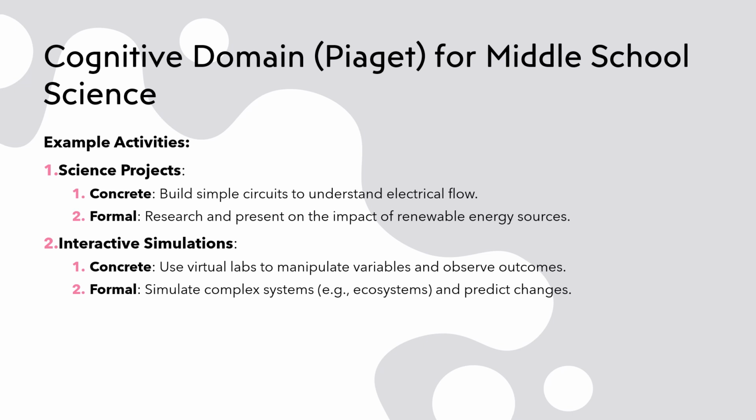A few examples would be science projects. So for concrete, building simple circuits and understanding electrical flow. Then for formal, projects would be to research and present on the impact of renewable energy resources. Next, we will have interactive simulations, and the concrete learning for that would be using virtual labs to manipulate variables and observe the outcome of things. Then the formal learning would be to simulate complex systems such as ecosystems and predict the outcome of a change in the environment, if we were to use that particular example.